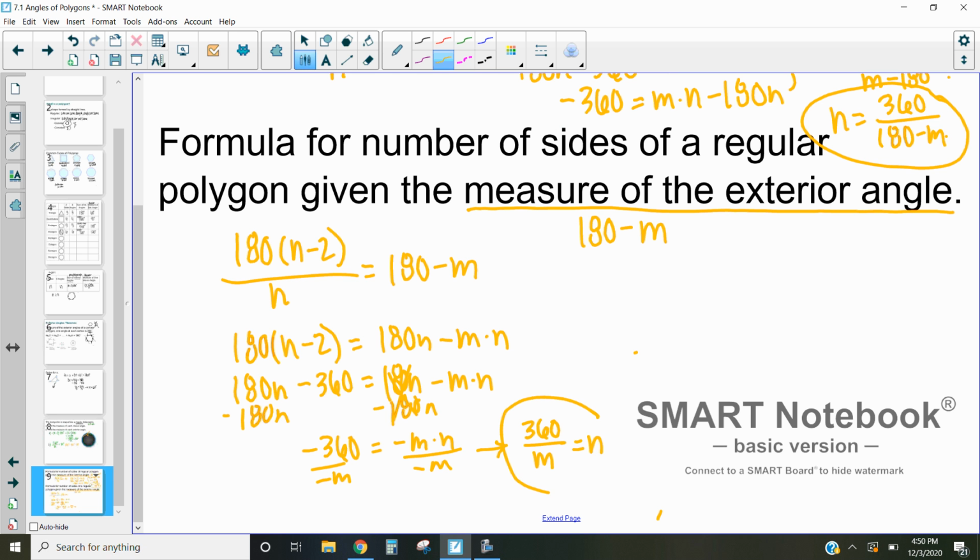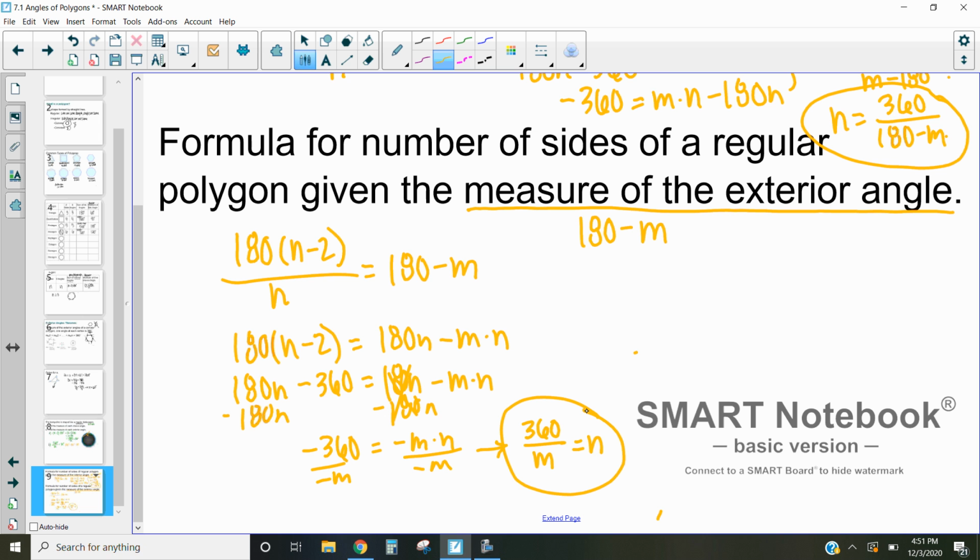So if we want to find the number of sides, if we're given the measure of the exterior angle, we just take 360, divide it by that measure of the exterior angle, and bam, we've got our number of sides. Isn't that so cool that we can just manipulate that? I love manipulating equations to find those patterns. So these are some really cool things that we can figure out with the angles of polygons. If you have any questions, feel free to reach out.